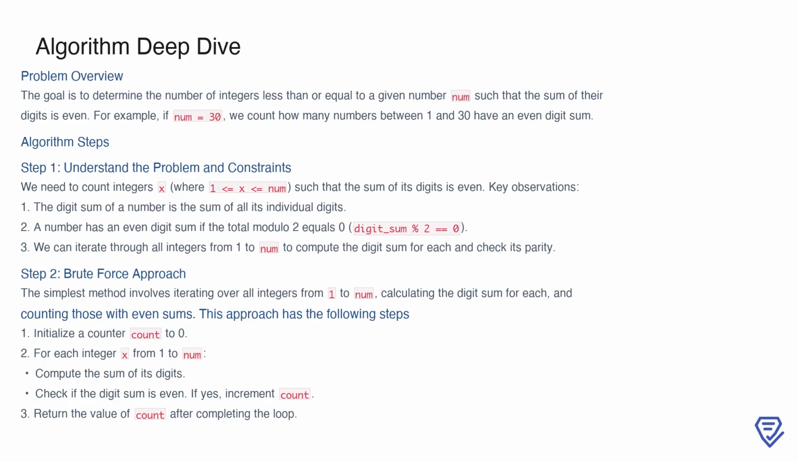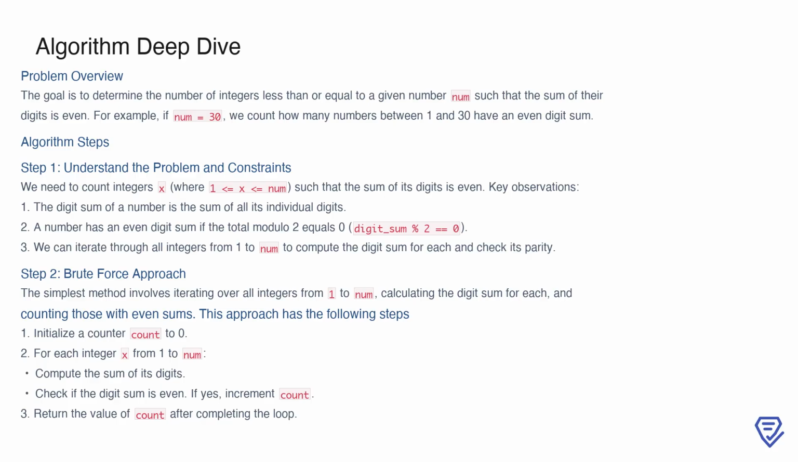To break this down, let's start by understanding the concept of a digit sum. The digit sum of a number is simply the sum of all its individual digits. For example, the digit sum of 23 is 2 plus 3, which equals 5. A number has an even digit sum if the result of this addition, when divided by 2, has no remainder. Mathematically, this is expressed as digit_sum % 2 == 0.